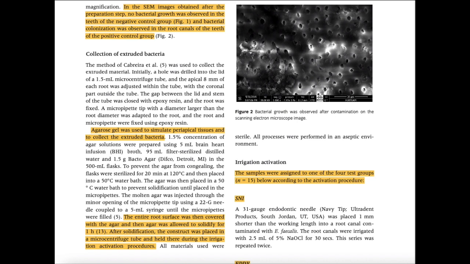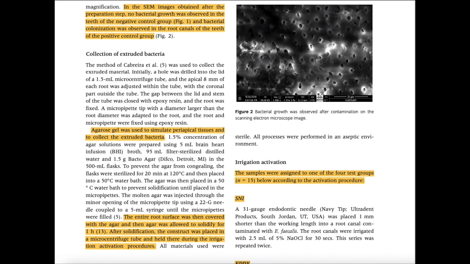For the collection of extruded bacteria, agarose gel was used to simulate periapical tissue. The entire root surface was then covered with the agar, and the agar was allowed to solidify for 1 hour. After solidification, the construct was placed in a microcentrifuge tube and held there during the irrigation activation procedure. For the irrigation activation, the samples were assigned to one of the 4 test groups, which are standard needle irrigation, EDDY, EndoActivator, and EndoVac.